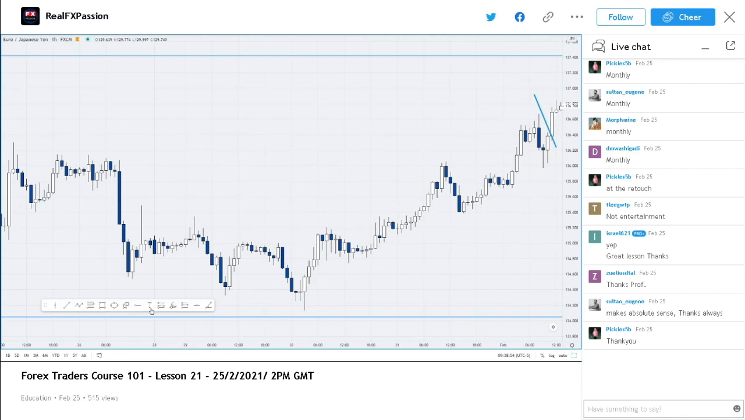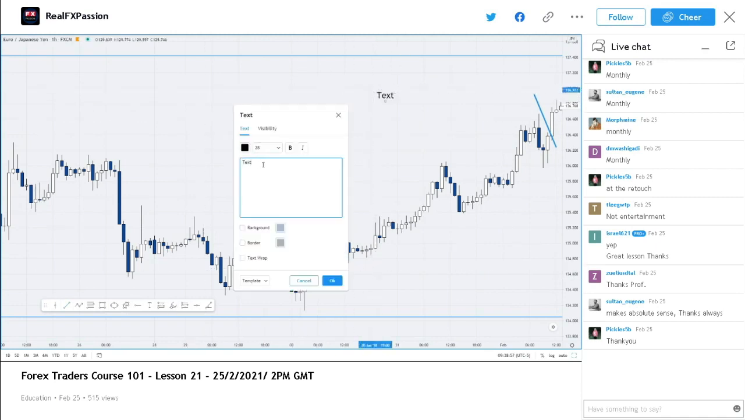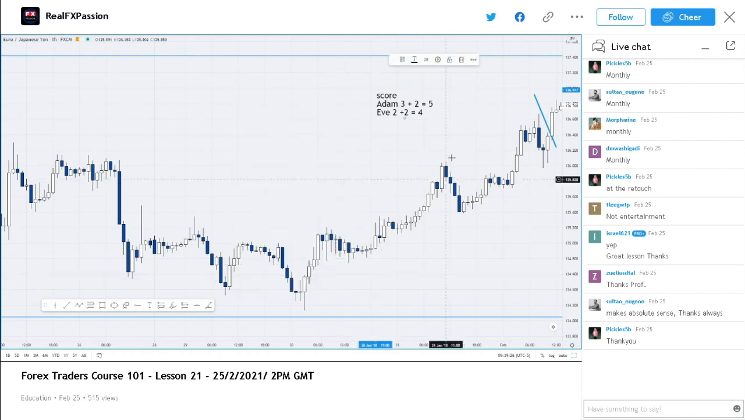Remember, what's the score? The score is Adam is with what? Adam is with 3, right? And Eve is with 2. Okay. And so the next entry is both of them win, right? So both of them win. Okay. So Adam is with 5 and Eve is with 4, right? So this is the score.